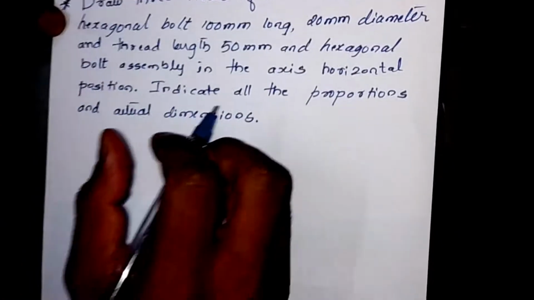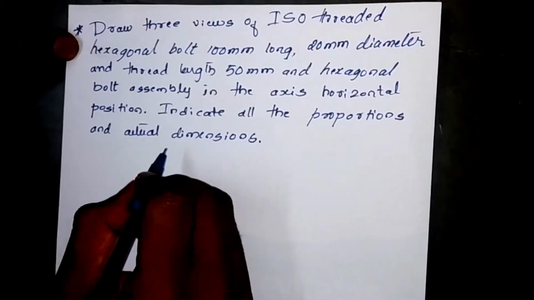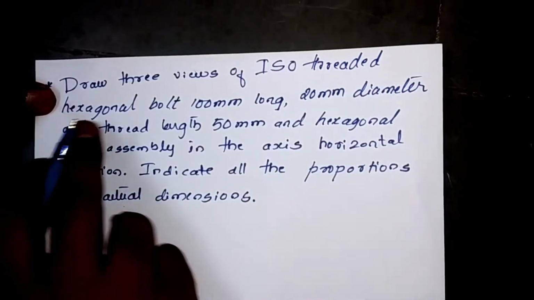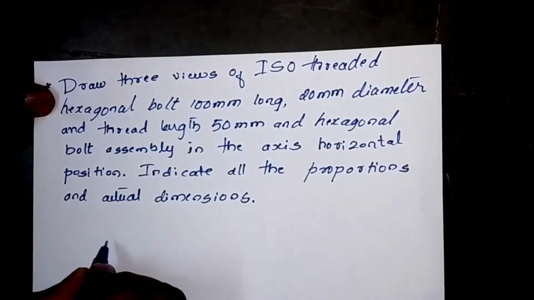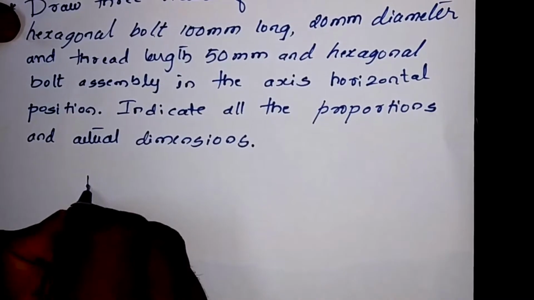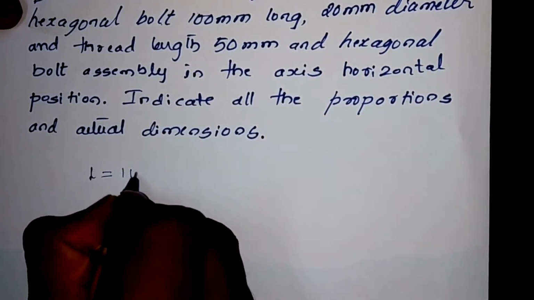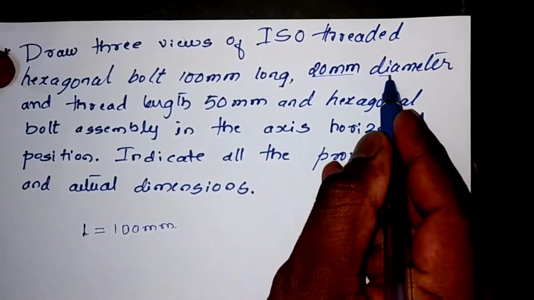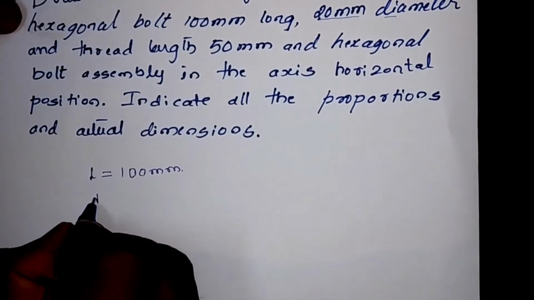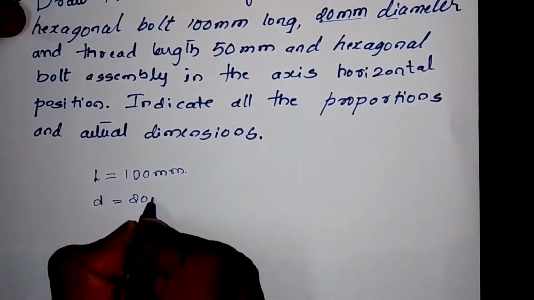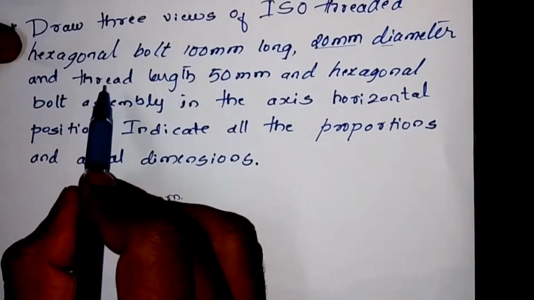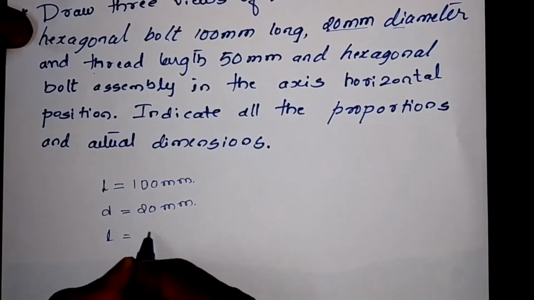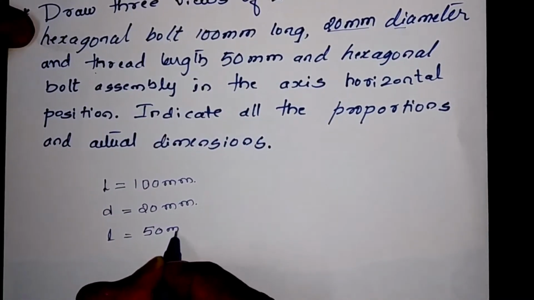First we'll write down the data given in the problem. Draw the 3 views of ISO threaded hexagonal bolt, 100 mm length is given, that is the length of the bolt is 100 mm. Then 20 mm diameter is given. We also call this the nominal diameter, which we denote as D, and it is given as 20 mm. Then a thread length of 50 mm is also given.